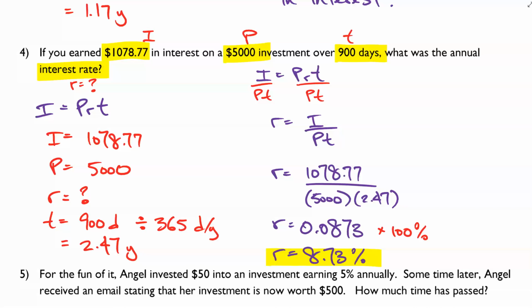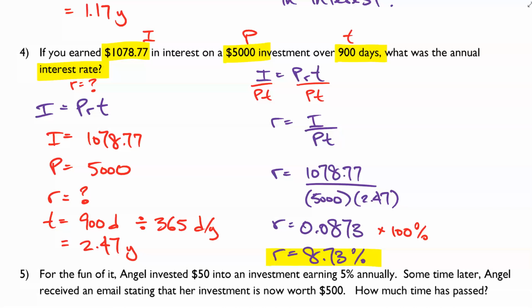Okay, there you go. Let me do a breakdown here. So we got the values for I, we've got P, we've got R. Actually, we don't have R. We've got T, which is in days, so we have to divide it by 365 days in a year. And we get 2.47, roughly, okay? And then we're going to plug it into the formula to calculate R, which is our goal.